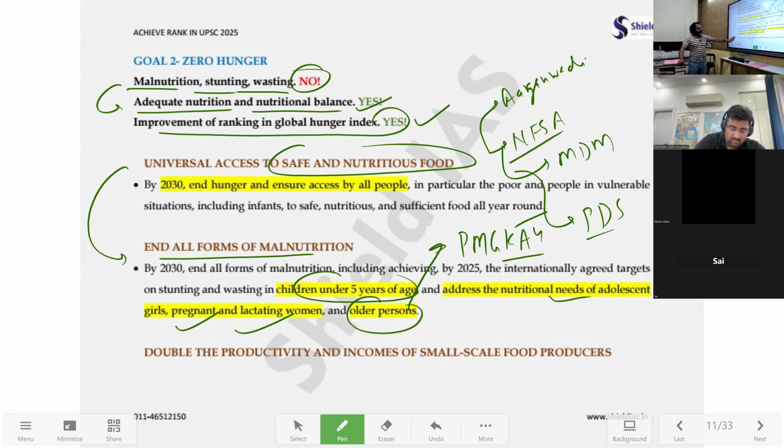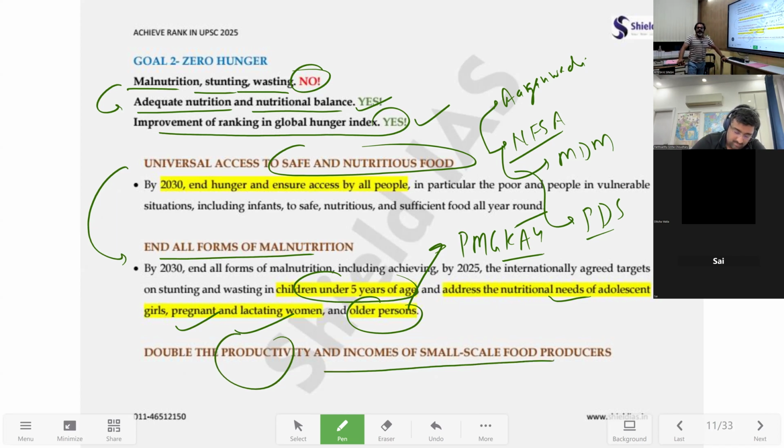Now, the next thing to ultimately reduce hunger is more food grain production. What we are seeing is that fragmentation of land has taken place. With every successive generation, land is becoming smaller. So the requirement is that smaller farmers, smaller producers, their productivity should rise by providing additional benefits. So here the next requirement is to double the productivity and the incomes of small scale food producers.